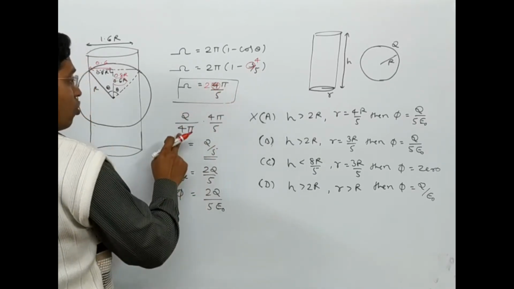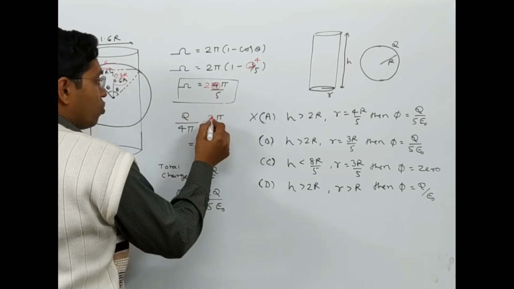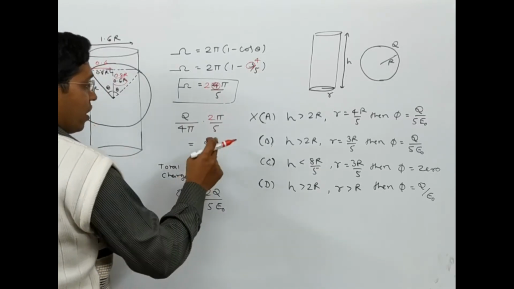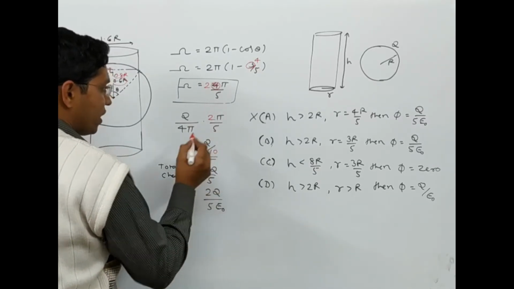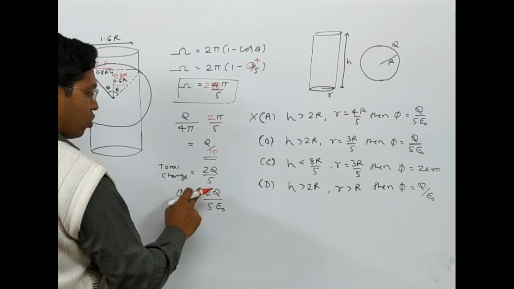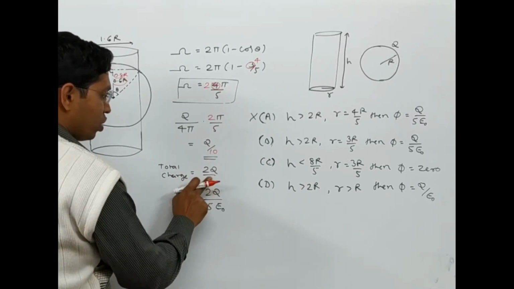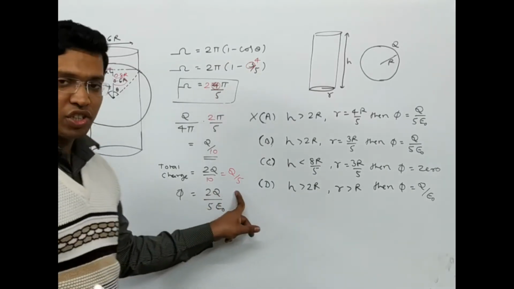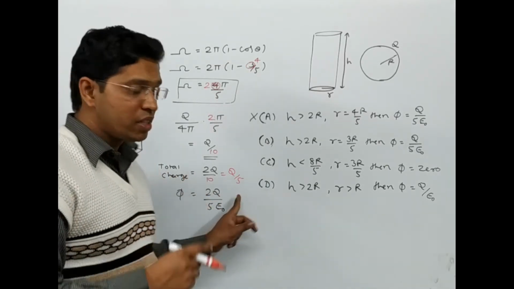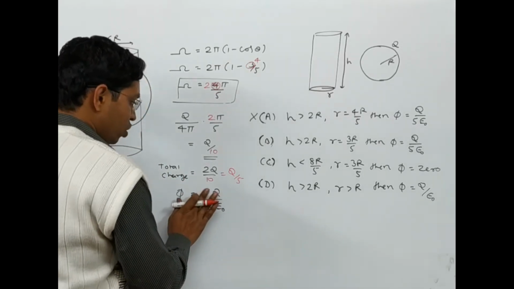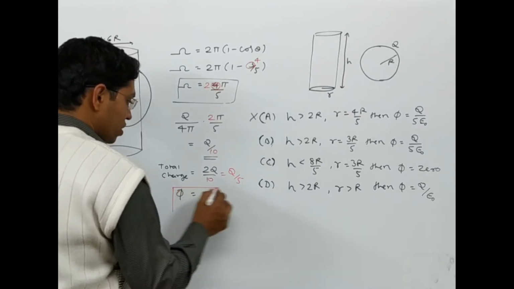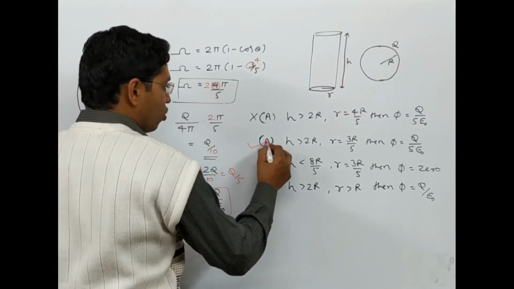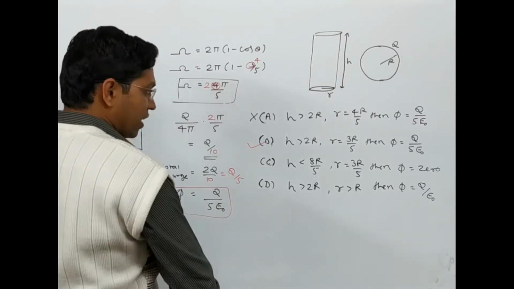Now for 4 pi, if the charge is q, then for 2 pi by 5, how much will it be? It is going to become q by 10. Now if it is q by 10, then the total charge enclosed will be 2q by 10, which is nothing but q by 5. And if the total charge enclosed is q by 5, what will be the flux? It is going to become q by 5 epsilon 0. Now this is there in the second option, so definitely this is the correct answer.